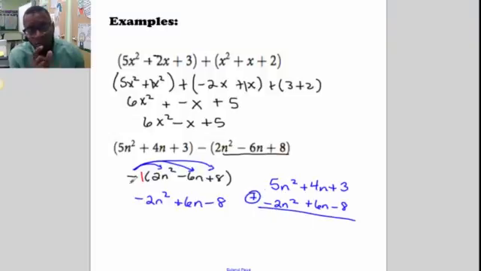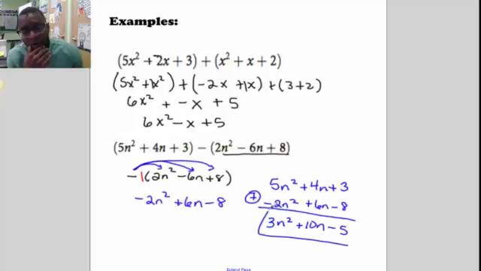So remember, the key thing that I want to point out here is once you distribute that negative 1, your subtraction sign now becomes an addition. Okay, and then we're just going to simply add like we did in the previous example. 5 minus 2 is 3. 4 plus 6 is 10n. And 3 minus 8, or 3 plus a negative 8, is negative 5. And so our simplified polynomial becomes 3n squared plus 10n minus 5.